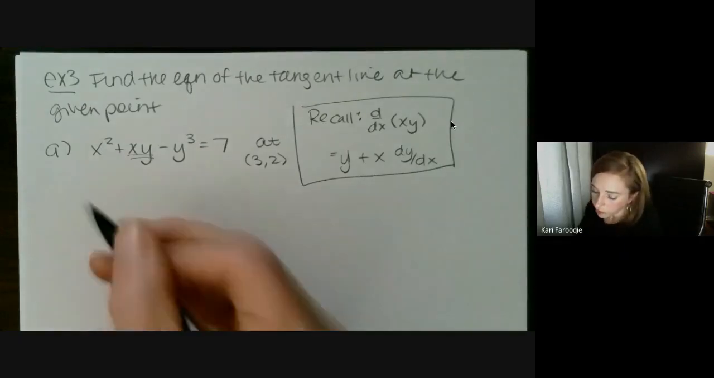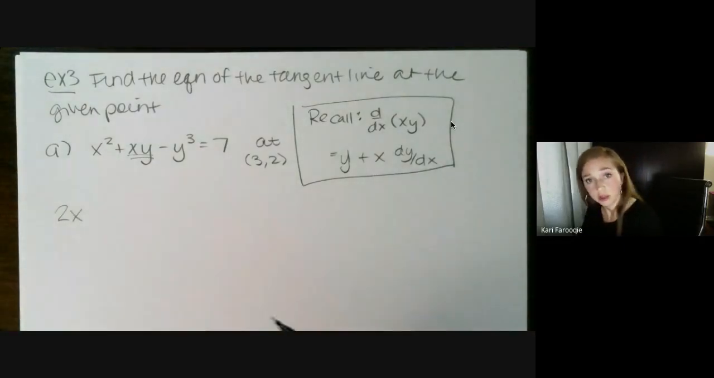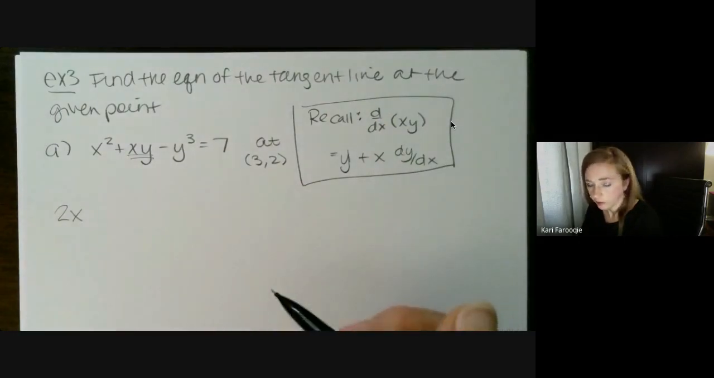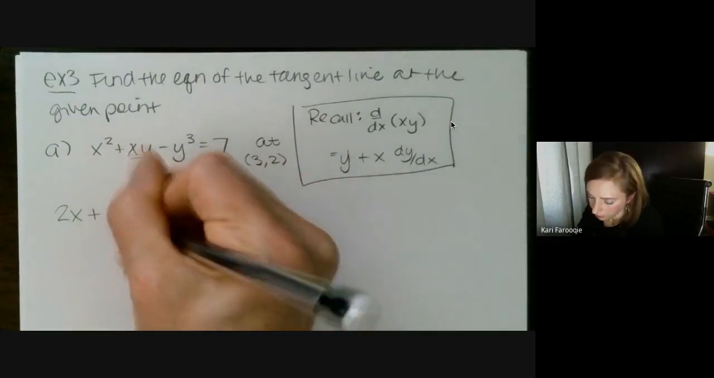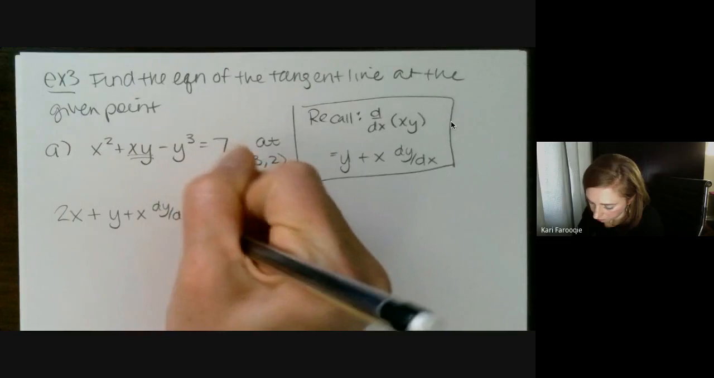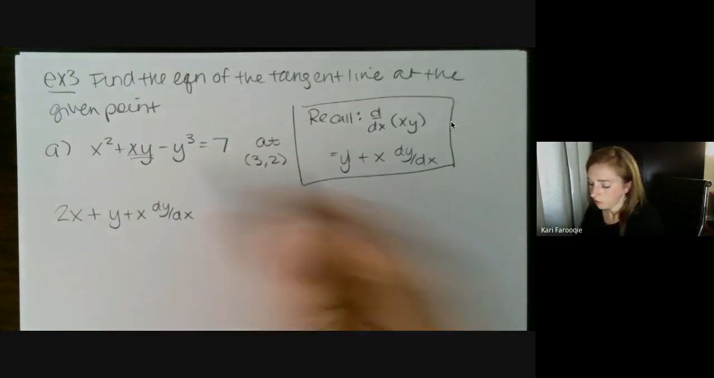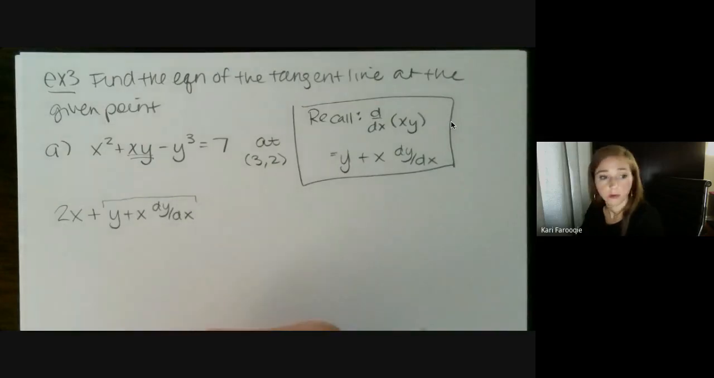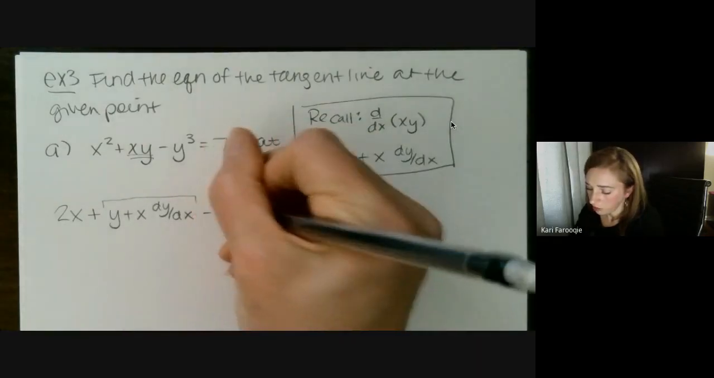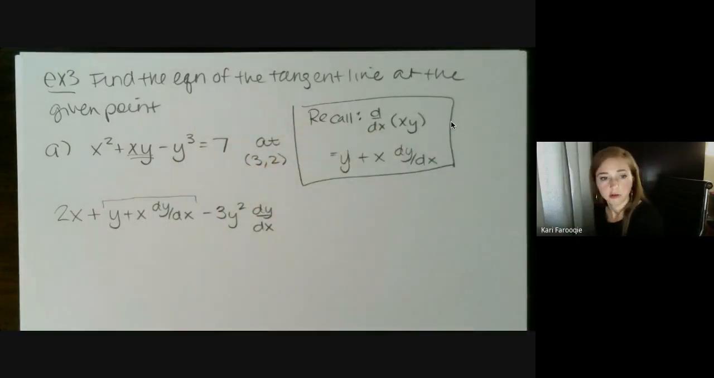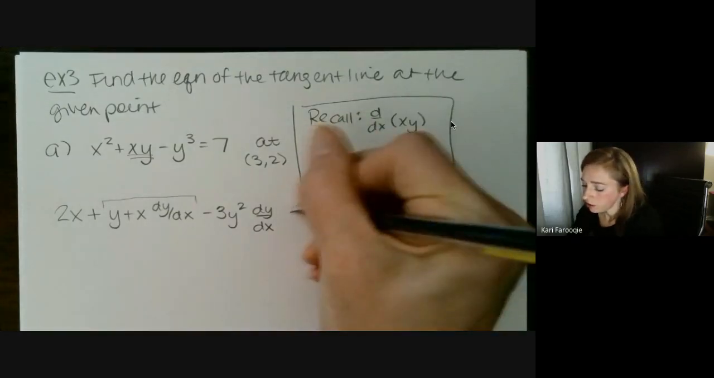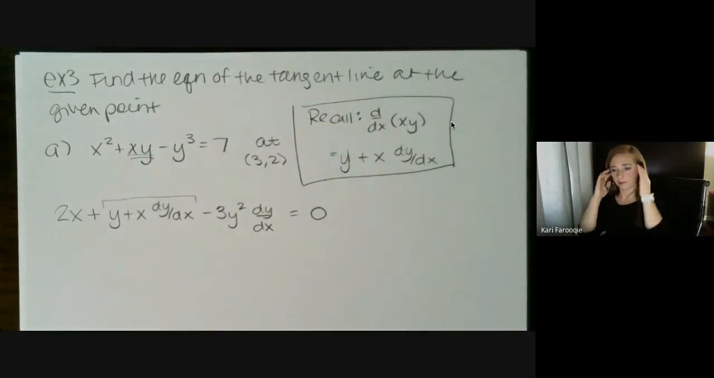So let's go ahead and take the derivative. We have 2x. We don't need a dy dx because the variable is x, plus the derivative of xy is y plus x dy dx. So that is using your product rule. The derivative of y cubed is minus 3y squared. Don't forget to chain on your dy dx because you're taking a derivative of y with respect to x. And then don't forget to take the derivative on the right-hand side. The derivative of 7 is 0.